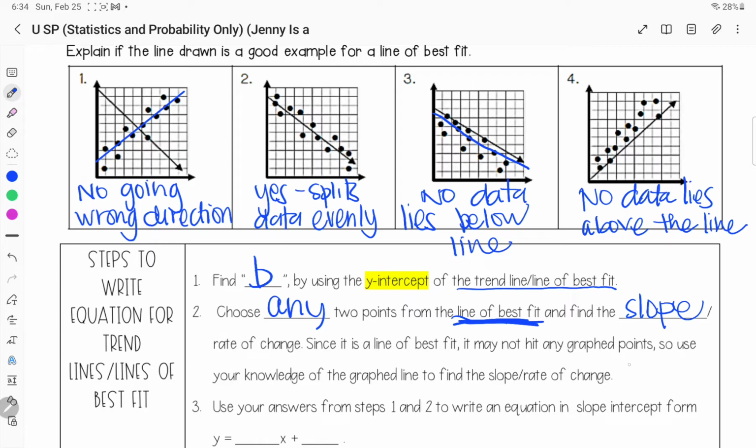So if you need to do this again, this would be y2 minus y1. Well, this one you're going to draw your triangle. You could still do y2 minus y1 over x2 minus x1, but you're going to draw your right triangle. And you'll notice down here it says, since it is a line of best fit, it may not hit any graphed points. So use your knowledge of the graphed line to find the slope or rate of change.